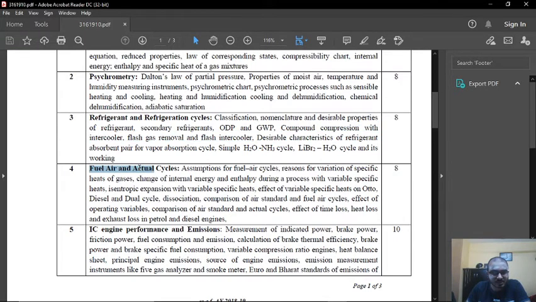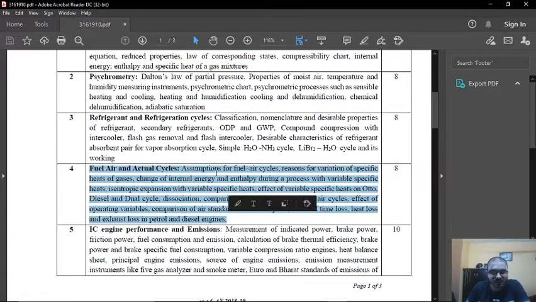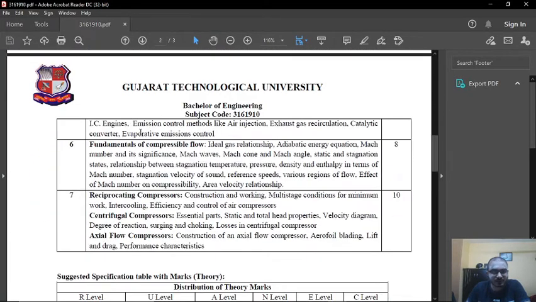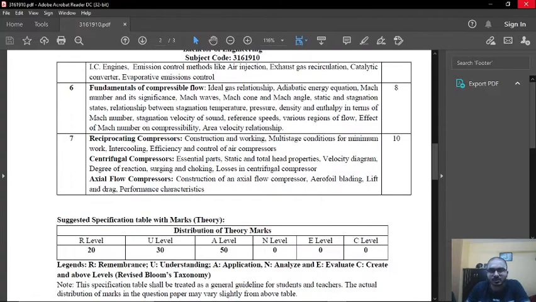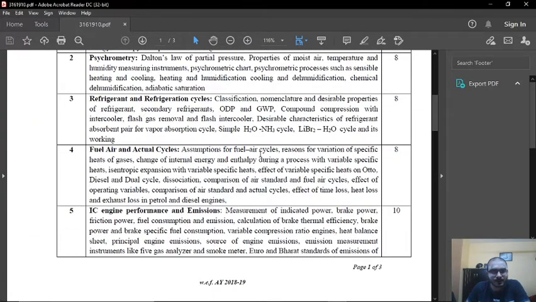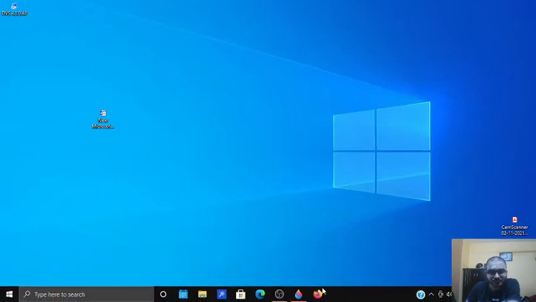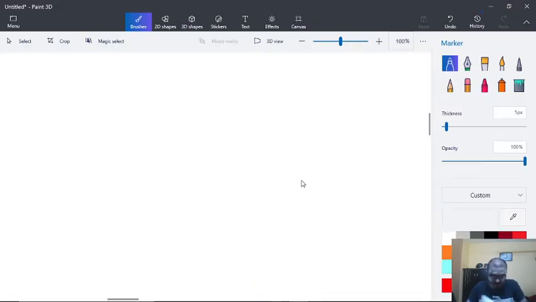As far as this chapter is concerned, that is fuel, air and actual cycles, we have gone through the fundamentals of these cycles, so we will be revisiting this chapter with more details, and we are left with chapters 5, 6 and 7 after that. As I told you, we are going through the refrigerant and refrigeration cycle. So let's begin. Our today's topic is refrigerant.